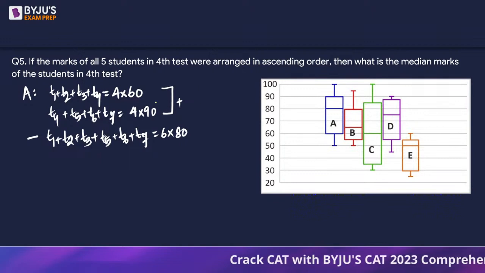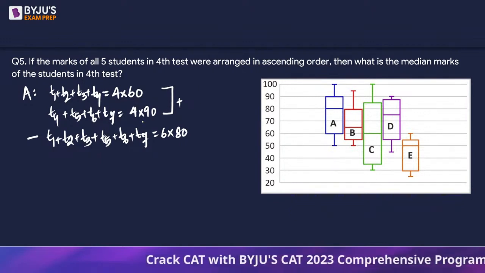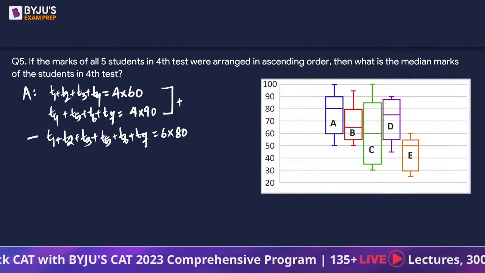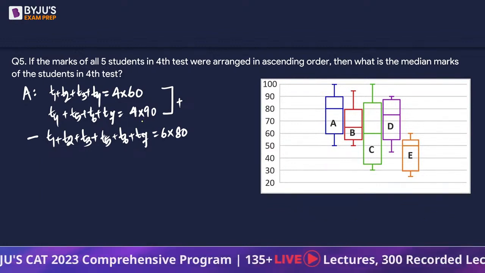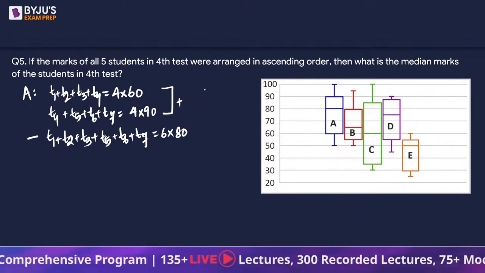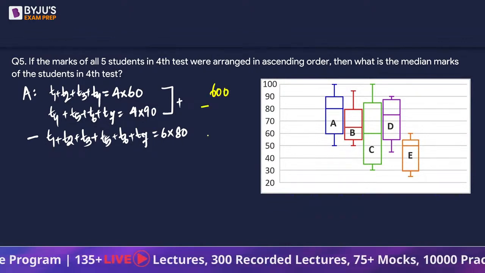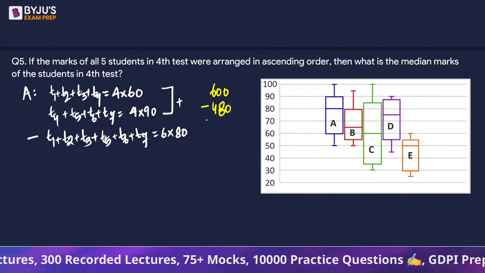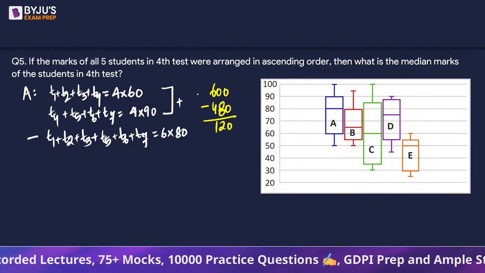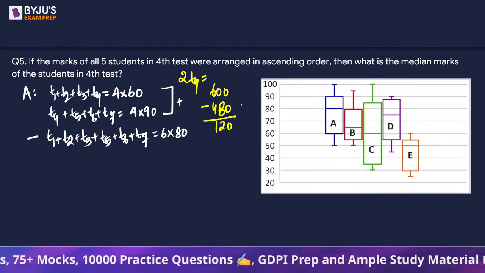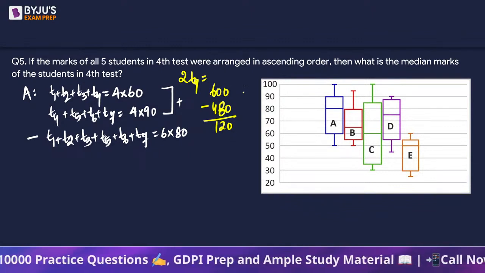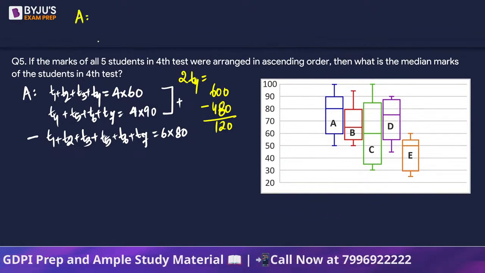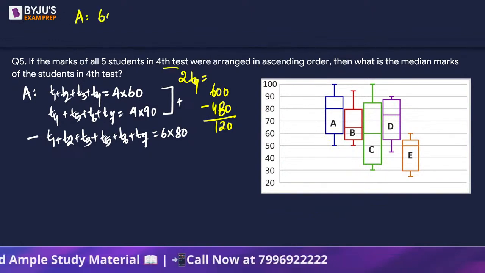So if we add these two, we will have 4 into 150, right? 4 into 60 plus 4 into 90 is 4 into 150. So which is going to give us 600 minus 8 into 6, 48 minus 480. This is 120, but this is equal to 2 times T4, right? So T4 is going to be half of it. So A ka, if we talk about the 4th test, this is 60.